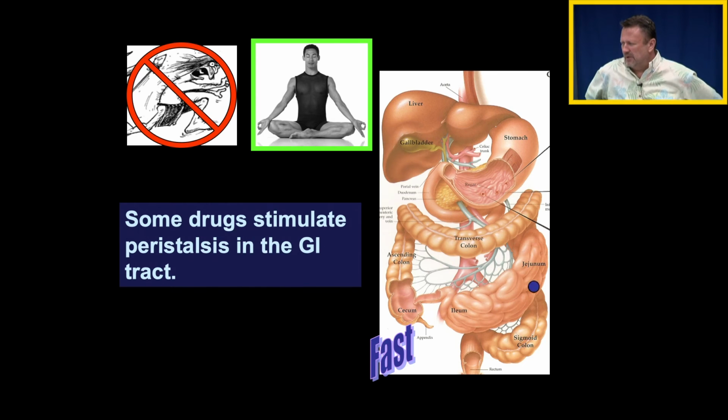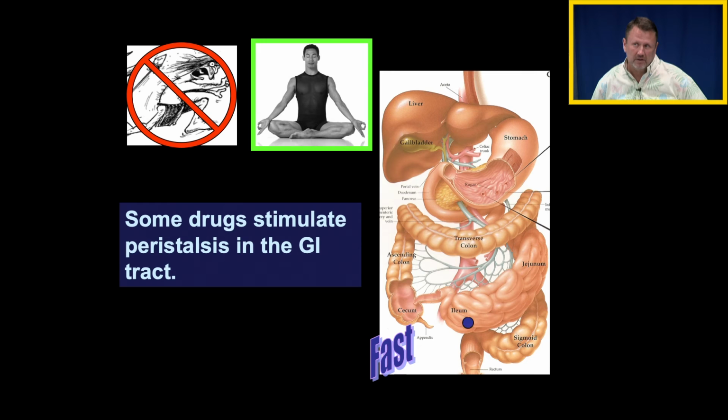And same thing with stimulating peristalsis. We can stimulate peristalsis with cholinergic drugs. All right. We talked about bethanechol stimulating bowel function. We talked about cholinesterase inhibitors stimulating bowel function. And yeah, the drugs that block the sympathetic nervous system can speed up peristalsis as well.